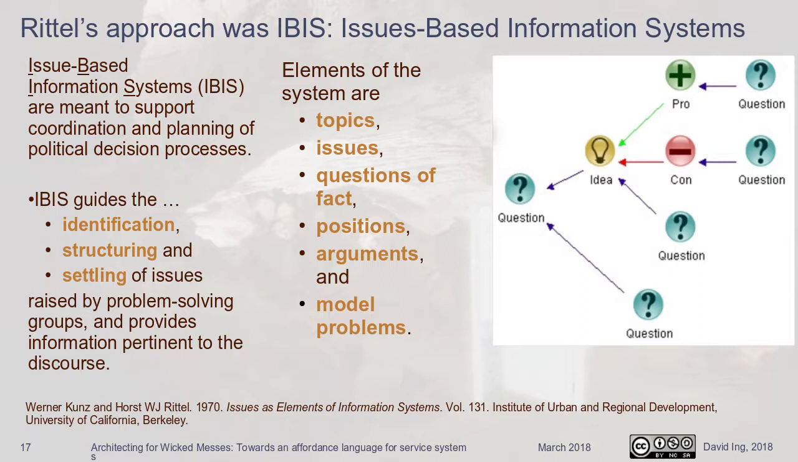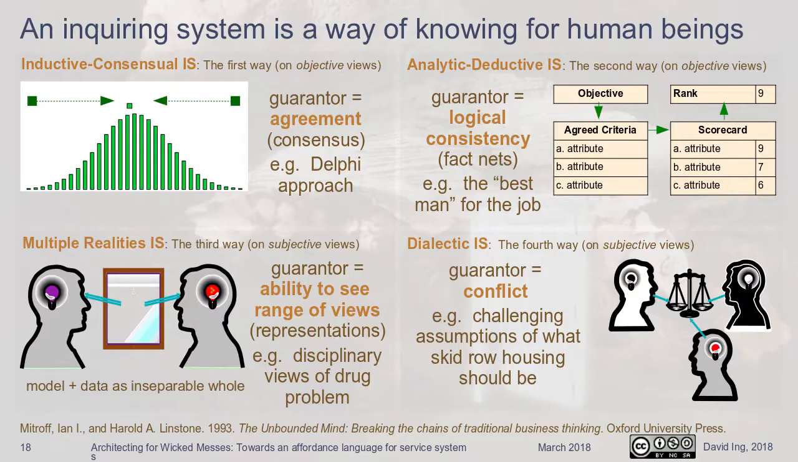However, I'll come back to this, the presentation is looping back on itself. There's another way to approach it, which would be to look at it as a design of an acquiring system. An acquiring system is a way of knowing for human beings. The question essentially is, if we're going to do this problem seeking, which is looking for questions, not for answers, how do we know? How do we know what the question is? There are four acquiring systems here. There's actually a fifth one on the next page.